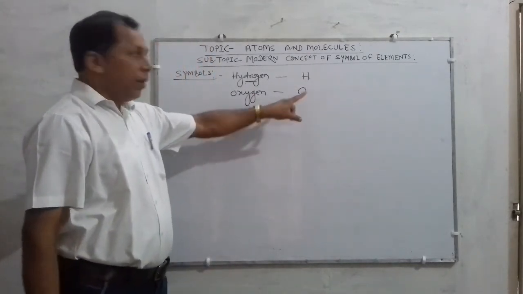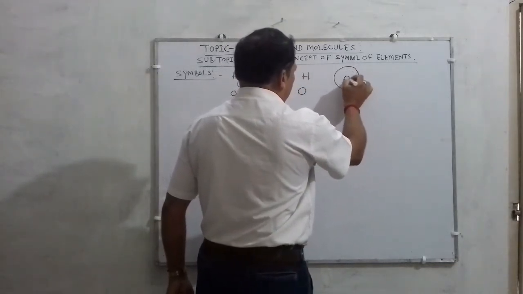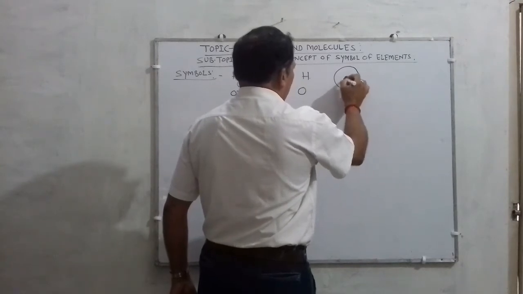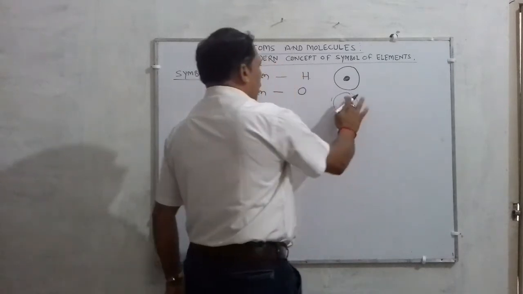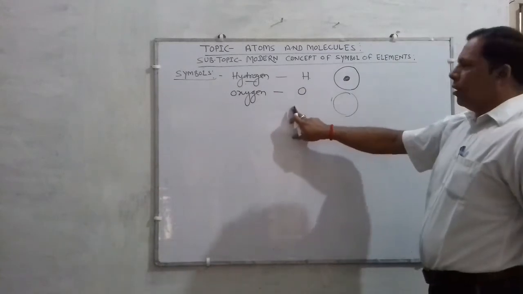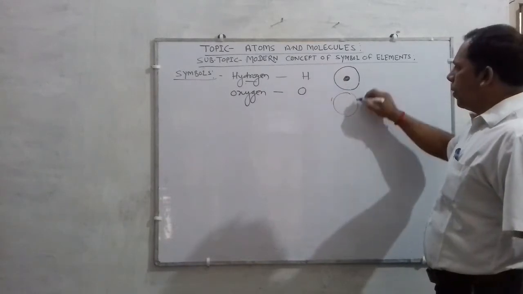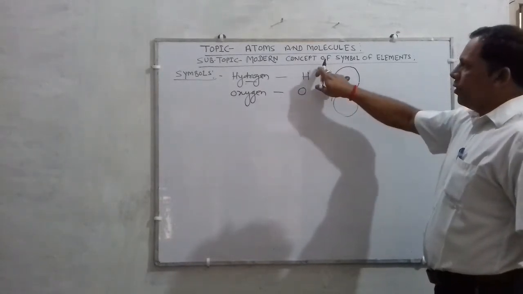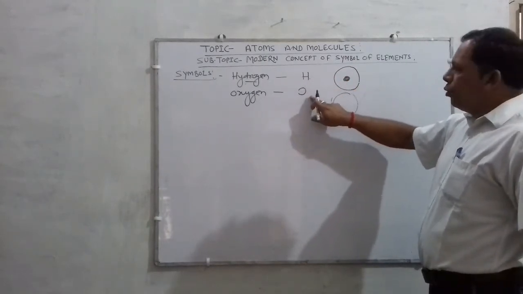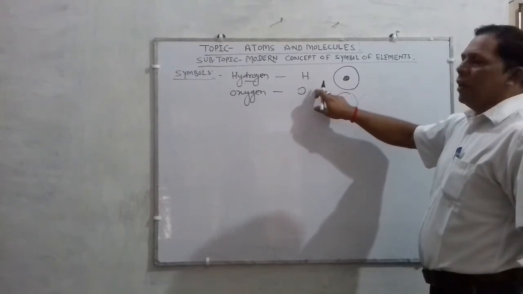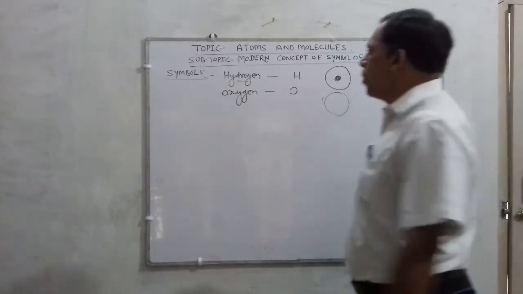Before this, according to Berzelius, the symbol of hydrogen was written in a different way, and the symbol of oxygen was just a circle. So this representation of the symbol of an element is more convenient in comparison to those notations. IUPAC has recommended that such notations be used for the representation of the symbol of an element, which is also termed the modern concept of symbols of elements. All right, children?